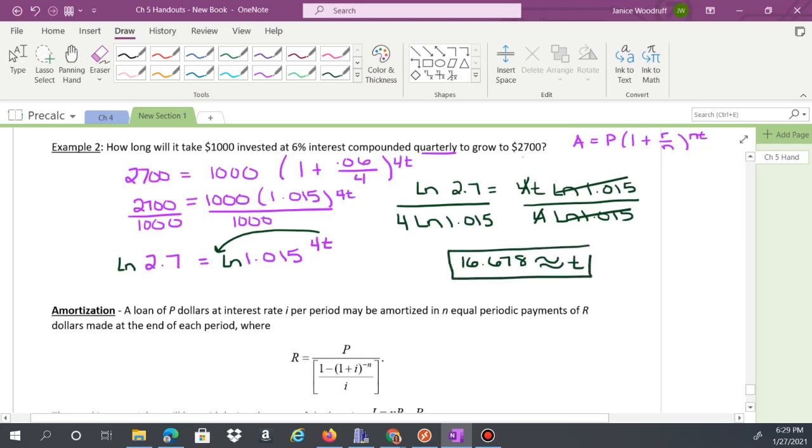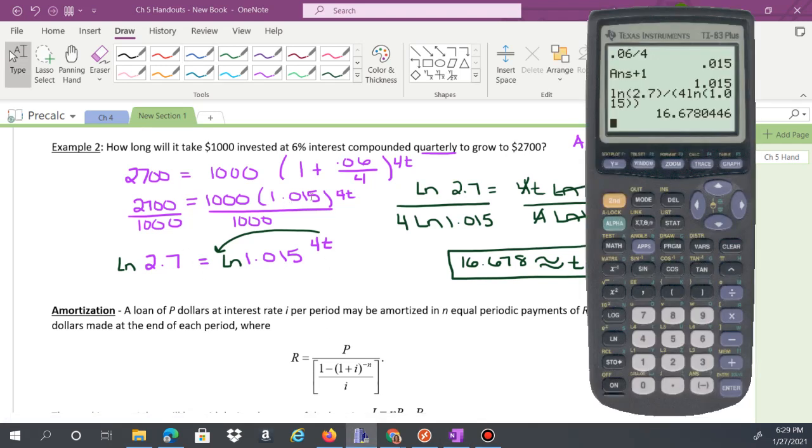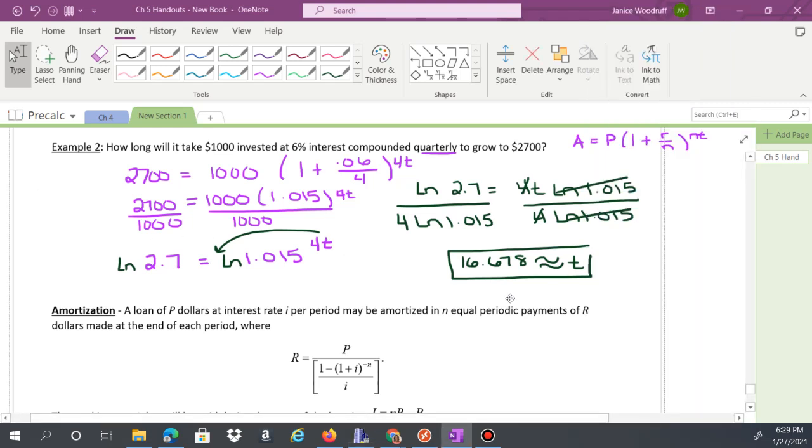Okay, again, if I want to plug it in, I can always go here. I would just go to this point here. I would go 1.015 to the 4 times my answer, and then times 4,000. Okay, so it would take me 16.678 years there.